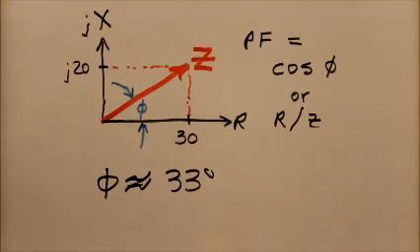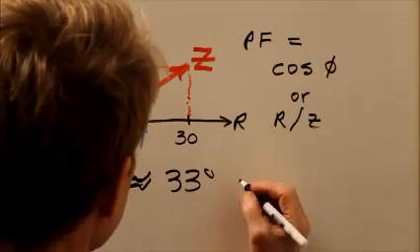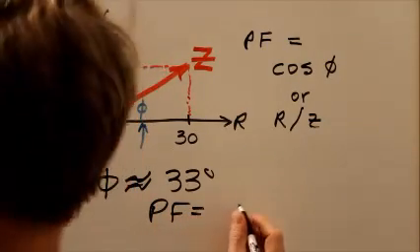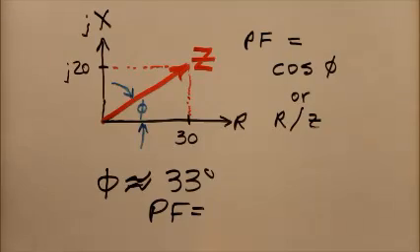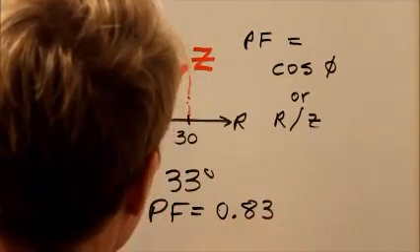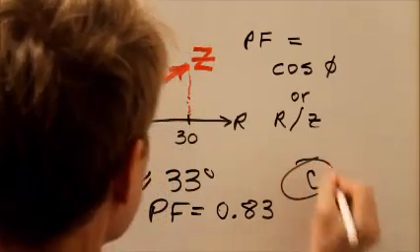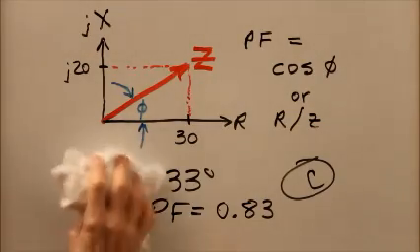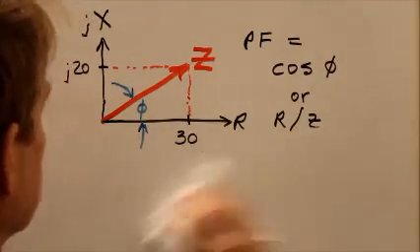You'll get a display with a lot of digits in it. Just leave that in there, and then take the cosine of that and round it off to two significant figures, and you will end up with a power factor of 0.83, which is choice C, as in Charlie. Well, that's the first way of figuring that out, but we can go at it from another direction as well.